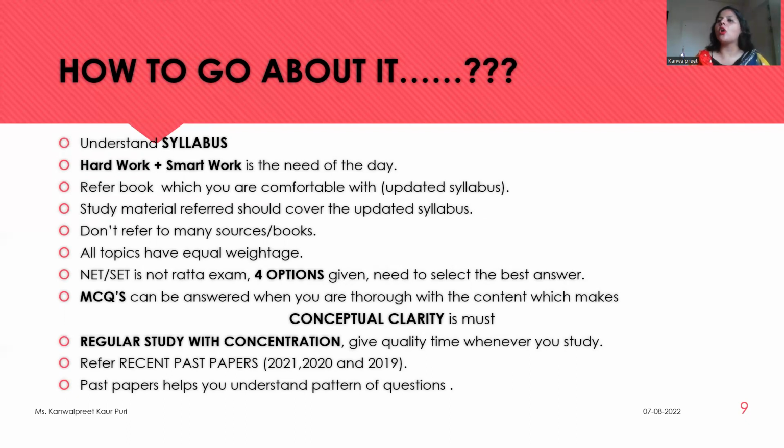See, this syllabus is almost from our first year junior college to our master's level. The maximum syllabus is from your master's level. So it is your duty. First step is to understand your syllabus. Okay, hard work plus smart work.